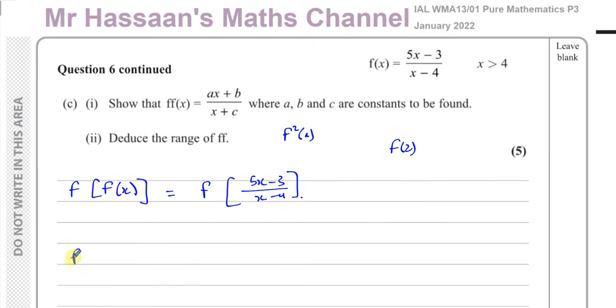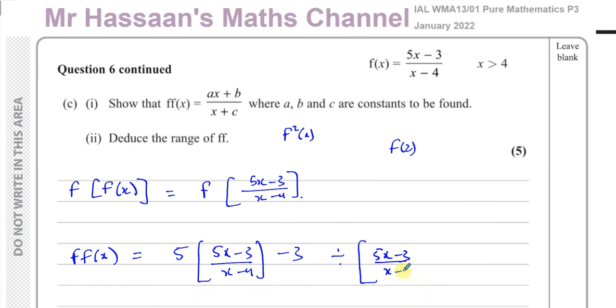So f of f of x is going to become 5 times all of this, 5x minus 3 over x minus 4, minus 3. I'm going to write it like this so that it's less confusing. Then I'm going to put divided by, and replace the x in here with also 5x minus 3 over x minus 4, so 5x minus 3 over x minus 4 minus 4. So it's basically 5 times this whole thing, minus 3, divided by this whole thing, 5x minus 3 over x minus 4 minus 4.